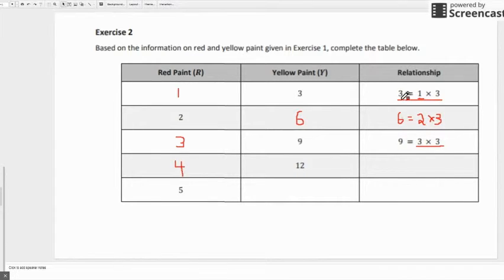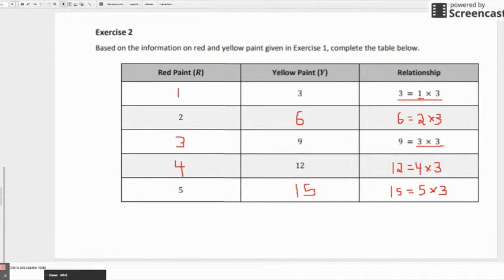So if I take the yellow, remember I kind of keep this consistent. This is the yellow paint. If I have 4 gallons of red, what would I multiply by to get 12? That would be a 3. And if I go to the last one, taking the last step, this goes up by 1, this goes up by 3, that would give me 15. And so 15 is the yellow, equals 5 times 3.